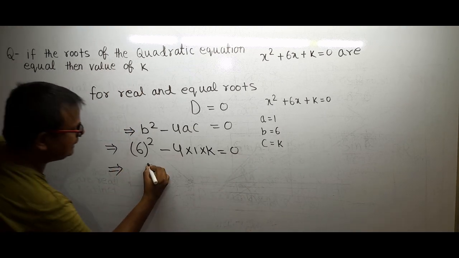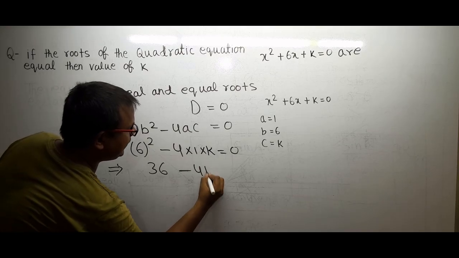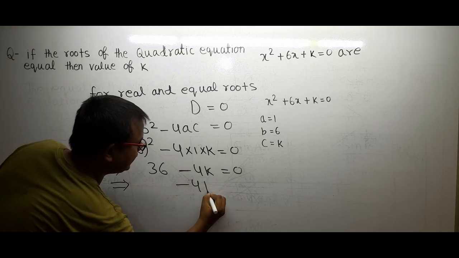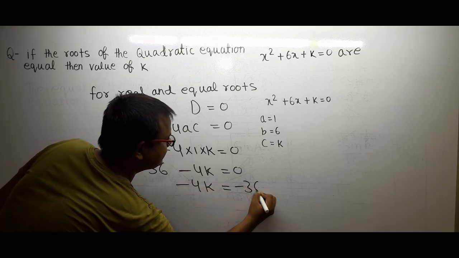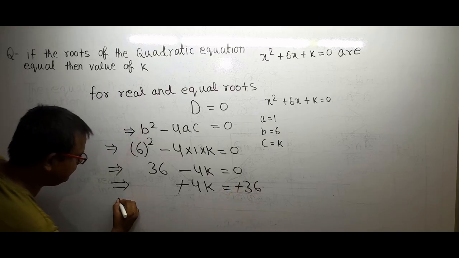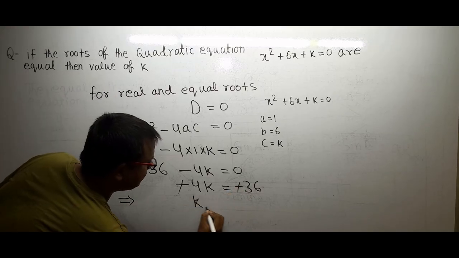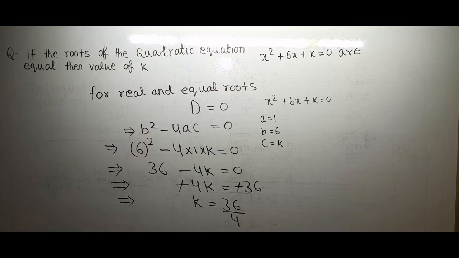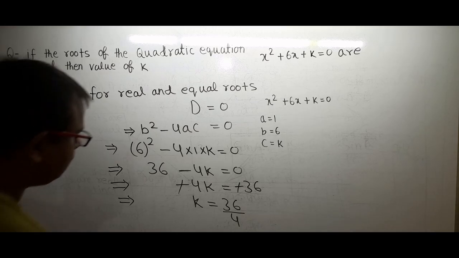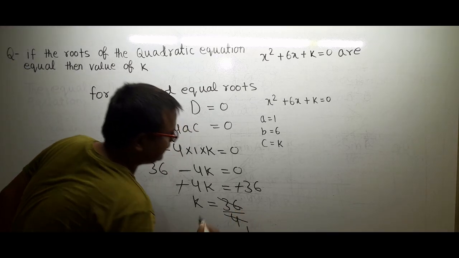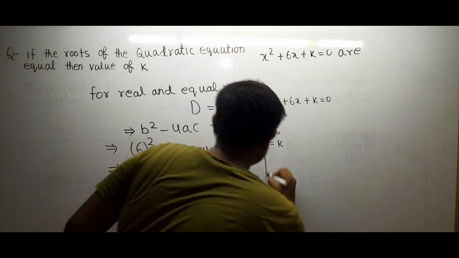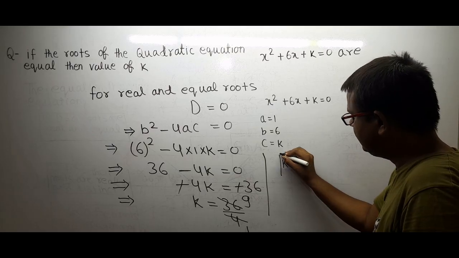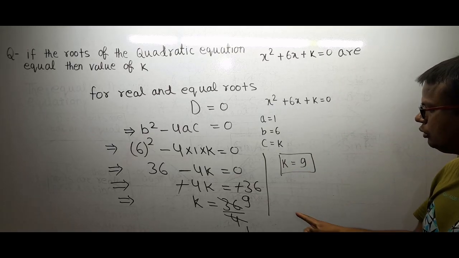Okay, so this will be 36 minus 4k, that is equal to 0. So from here minus 4k equals minus 36. Okay, so minus minus will cancel, and k is equal to 36 upon 4. Okay, 36 upon 4 it will come, and we can solve this. 4 nines are 36. Okay, so from here the value of k you will get, k is equal to 9 you will get. Okay, so please note down this problem.